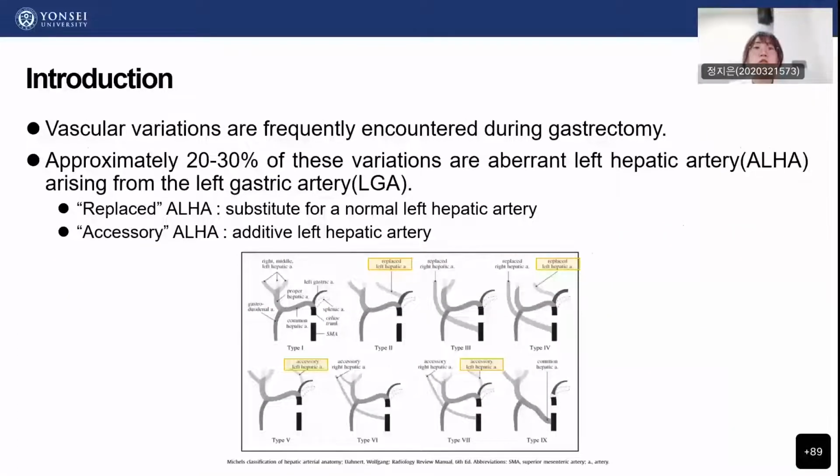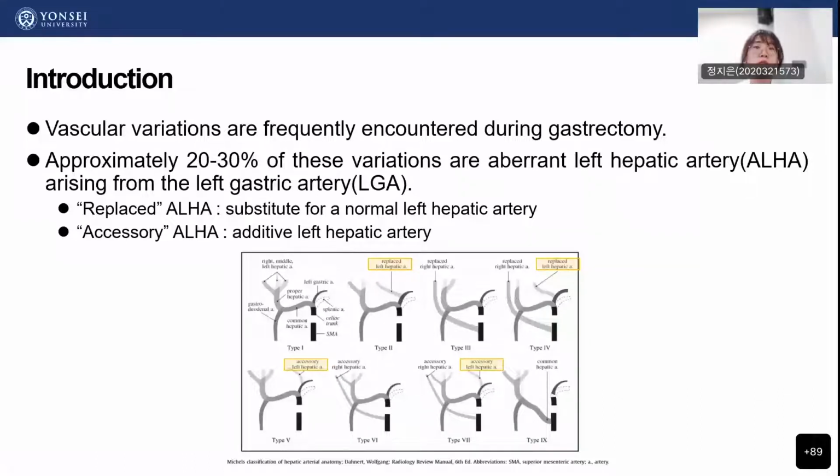During gastrectomy, hepatic artery variations are occasionally seen. Approximately 20 to 30% of variations are aberrant left hepatic artery arising from the left gastric artery. This Michel's classification, which is the most widely used system, shows variable hepatic artery anomalies, including normal anatomy.